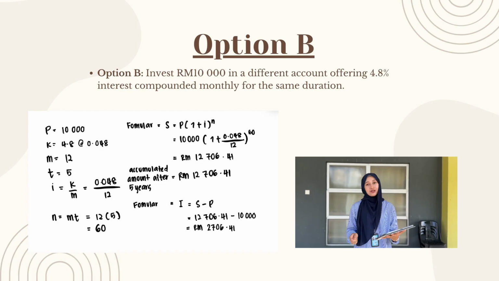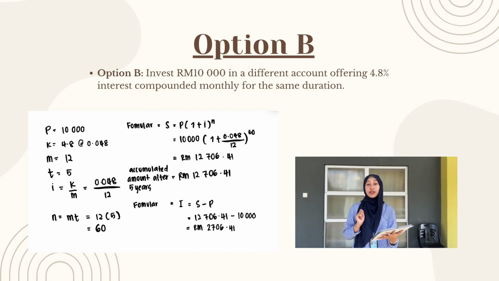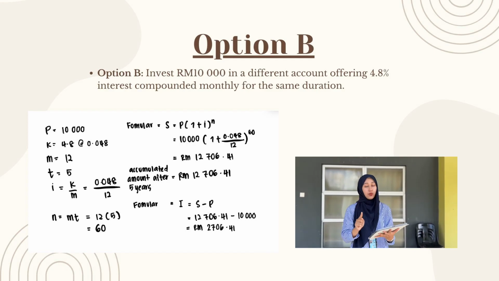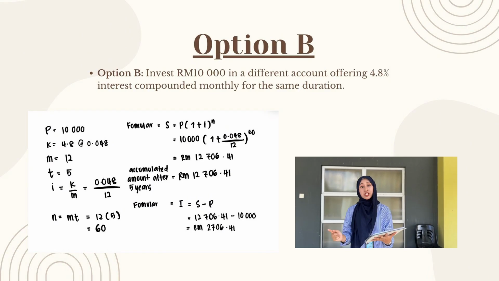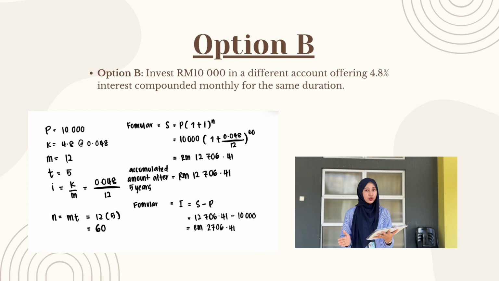Option B, same as option A, is to invest 10,000 ringgit in a different account offering 4.8% interest compounded monthly for the same duration, which is 5 years. First, we need to find out what information we can bring out. Our P is 10,000 ringgit. The different account offering 4.8% will be our K, 4.8, or you can change it to 0.048. And then interest compounded monthly. As you know, monthly means 12. So your M will be 12. For the same duration, 5 years, your T will be 5.